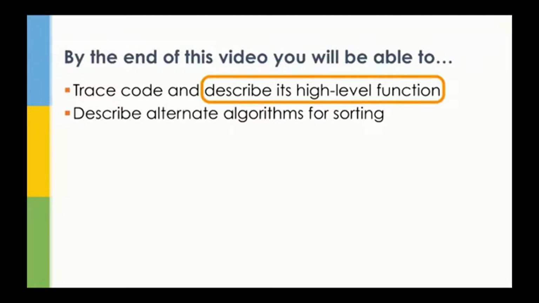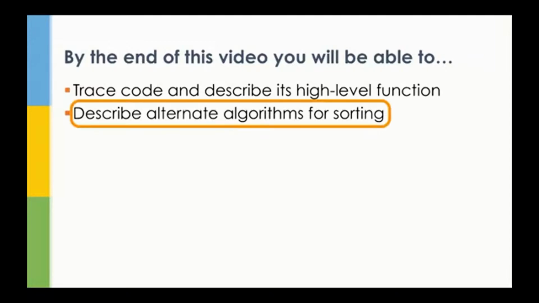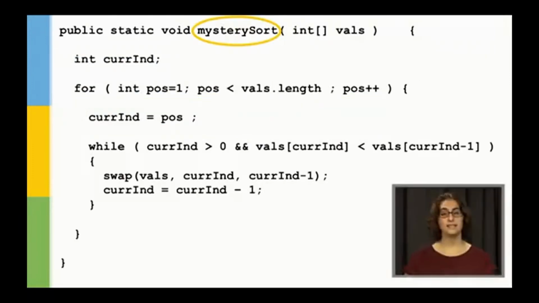And this is a really useful skill that helps with reverse engineering code and also working in big teams when other people are implementing different pieces of the code. And so then once we'll have traced the code and figured out what it does, we'll be able to describe alternate algorithms for sorting and compare their relative merits. So let's start with the code and let's see what we have here.